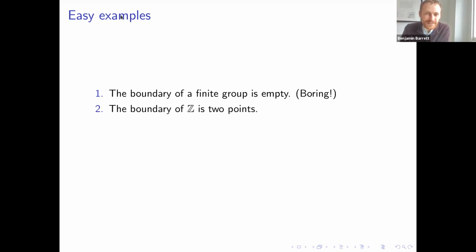Next easiest example, the boundary of Z. Z acts geometrically on the real line, so the boundary of Z is the same as the boundary of the real line, which is 2 points, plus infinity and minus infinity.